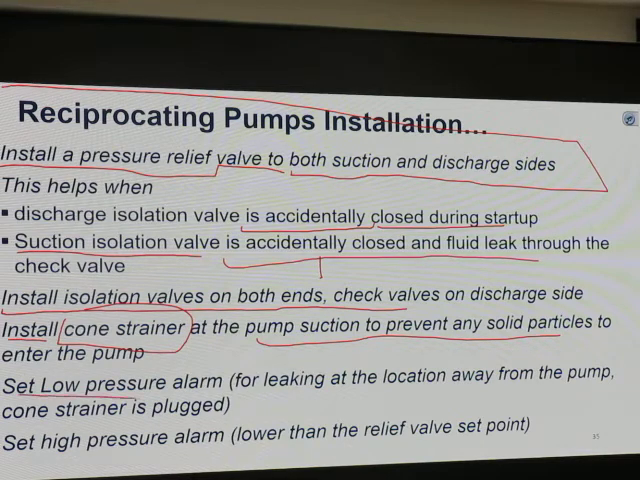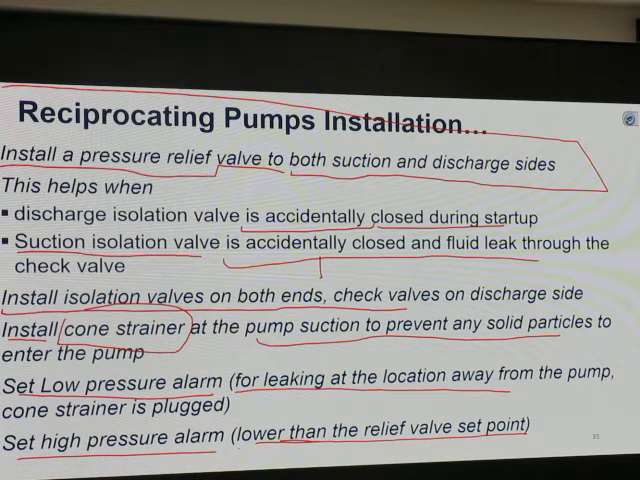We have a low pressure alarm and a high pressure alarm. The low pressure alarm is for the case that there's a leak, or there's a plug somewhere on the suction line. Should the high pressure alarm be lower than the relief valve set point, or should it be higher? Should the high pressure alarm be higher than the pressure relief valve set point? No, right? We should try to use the alarm to turn off the pump. But if it takes too much time to turn off the pump and we cannot turn it off in time and the pressure is too high, then we use the pressure relief valve. Good?